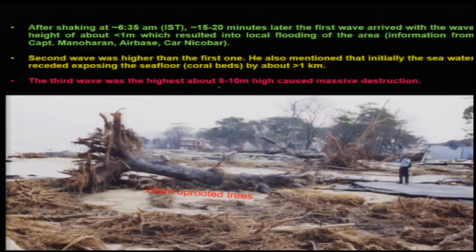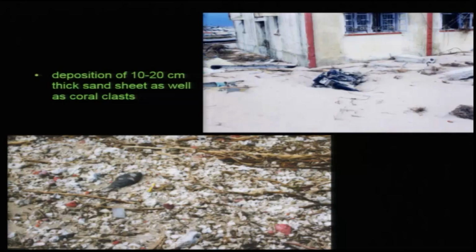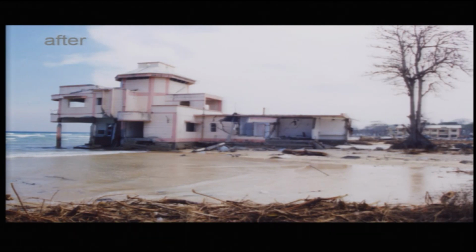And then the third wave was much higher, with a height of almost 8 to 10 meters, and we were able to observe and record this from the signatures of the water level, and the cloth and debris sitting on the windows of the first floor. So, it carried and deposited sand in this area, and also coarser coral fragments. You can see here the dead fish lying on the floor of the beach.